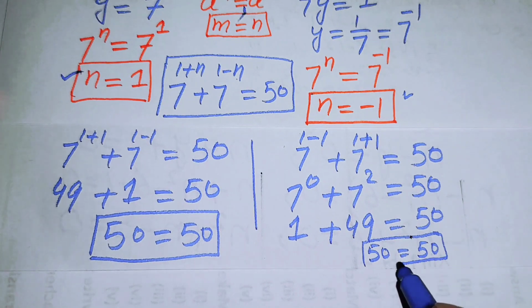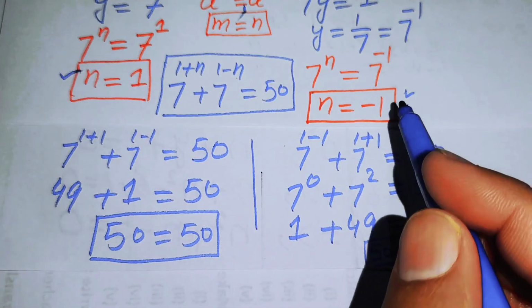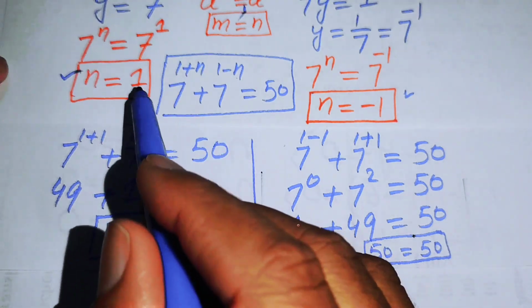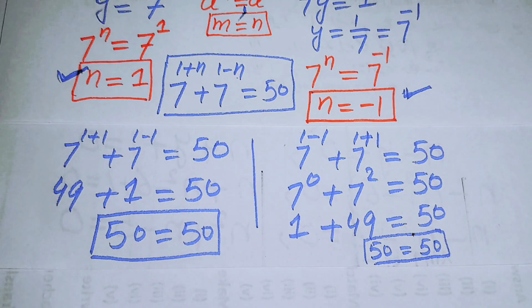So you can see here both of the sides are equal, so n equals minus 1 is also a solution of this problem. So here we have the two solutions of this problem, which are n equals 1 and n equals minus 1. So this is our final answer of this problem.